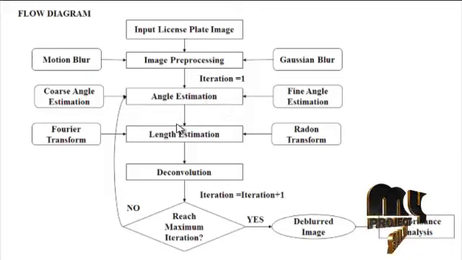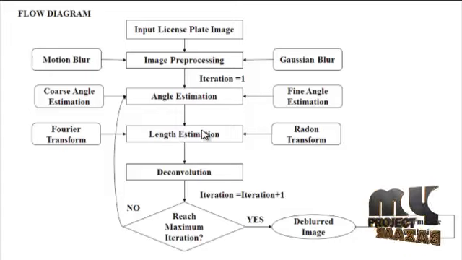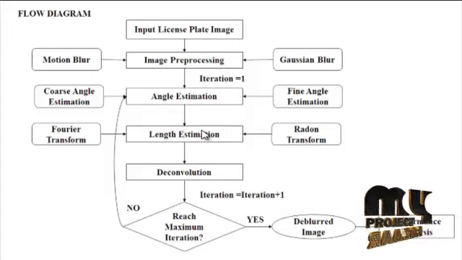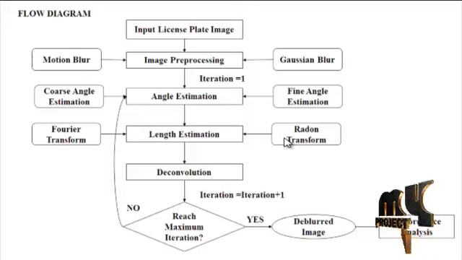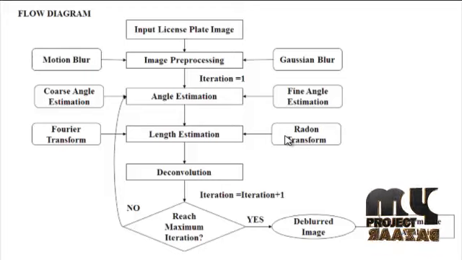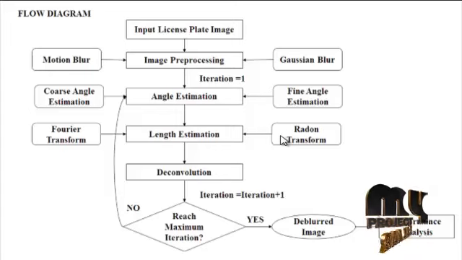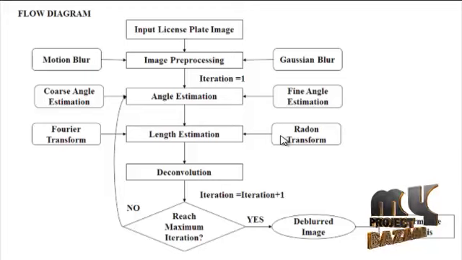And after estimating the angle, we go for the length estimation. Once the direction of motion has been fixed, we can rotate the blurred image to make this direction horizontal. Then the magnitude of the frequency response of the uniform linear motion blur kernel in the horizontal direction is given. And finally the Fourier transform and Radon transform are estimated for estimating the length. The core of length estimation is to estimate the distance between two adjacent zero points of frequency.